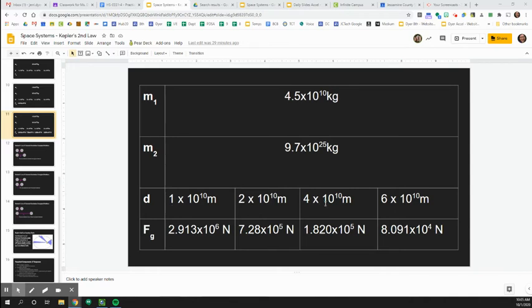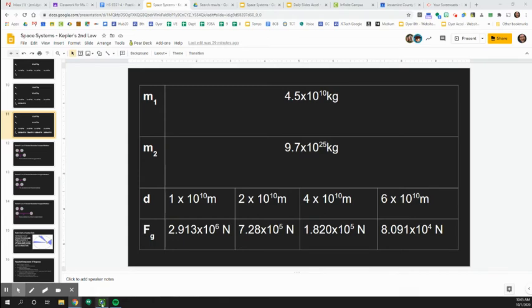As the distance between the two objects increases, what happens to the force of gravity? As the distance between the objects increases, the force of gravity decreases. So hopefully you saw that, and hopefully you saw that in your own calculations.